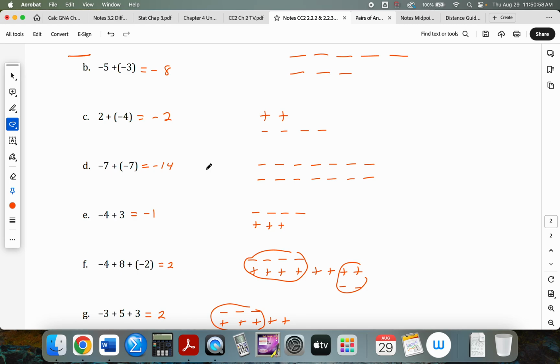As opposed to part C, I'm adding a positive and a negative. Do those work in the same direction? +2 and -4, same direction or opposite directions? They're opposite directions. +2 on a number line is going to be to the right. -4 is going to be to the left. They're working against each other. When they're working against each other, there's a lot of stuff that cancels out. There are 2 more negatives than there are positives. You can think about it that way.